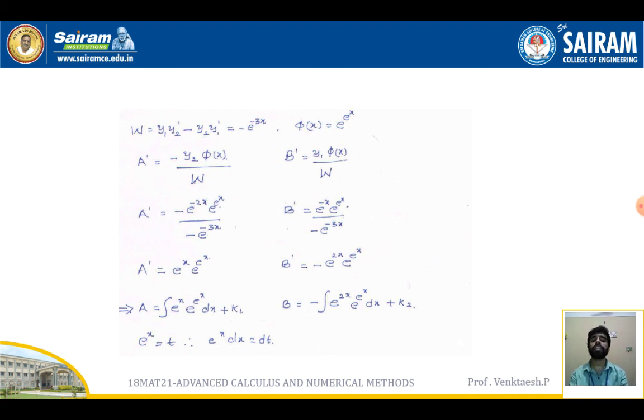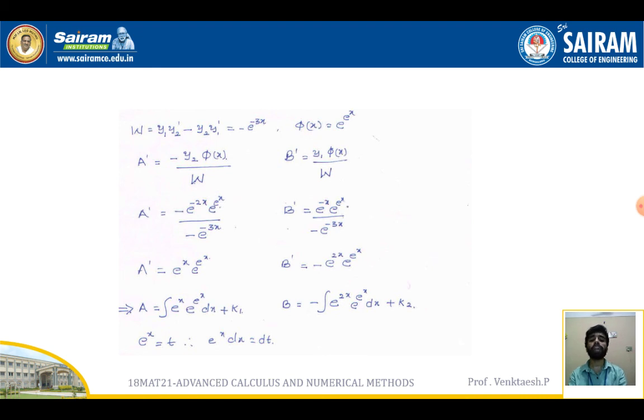Upon simplifying the equation, I will get A dash is equal to, so I can cancel e power 2x with e power 3x. I can shift this e power 3x to the numerator, so I will get e power x into e power x. B dash is the same thing. On shifting this e power minus 3x to the numerator, I will get minus of e power 2x, e power x.